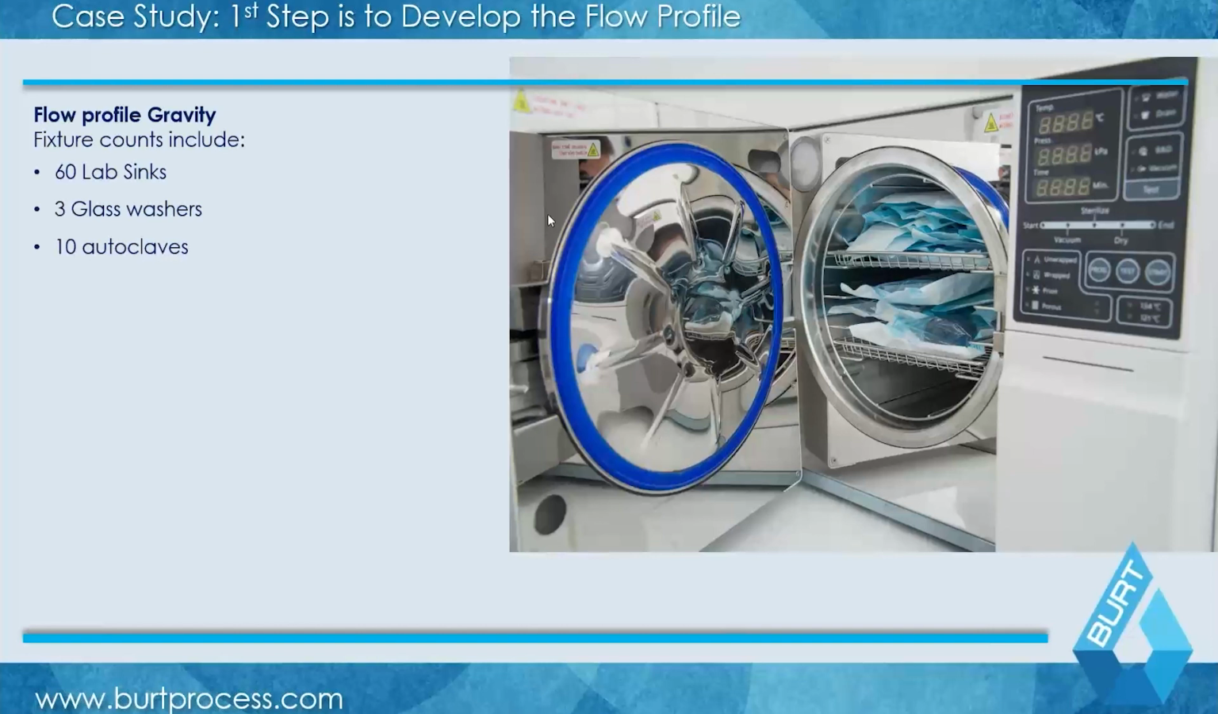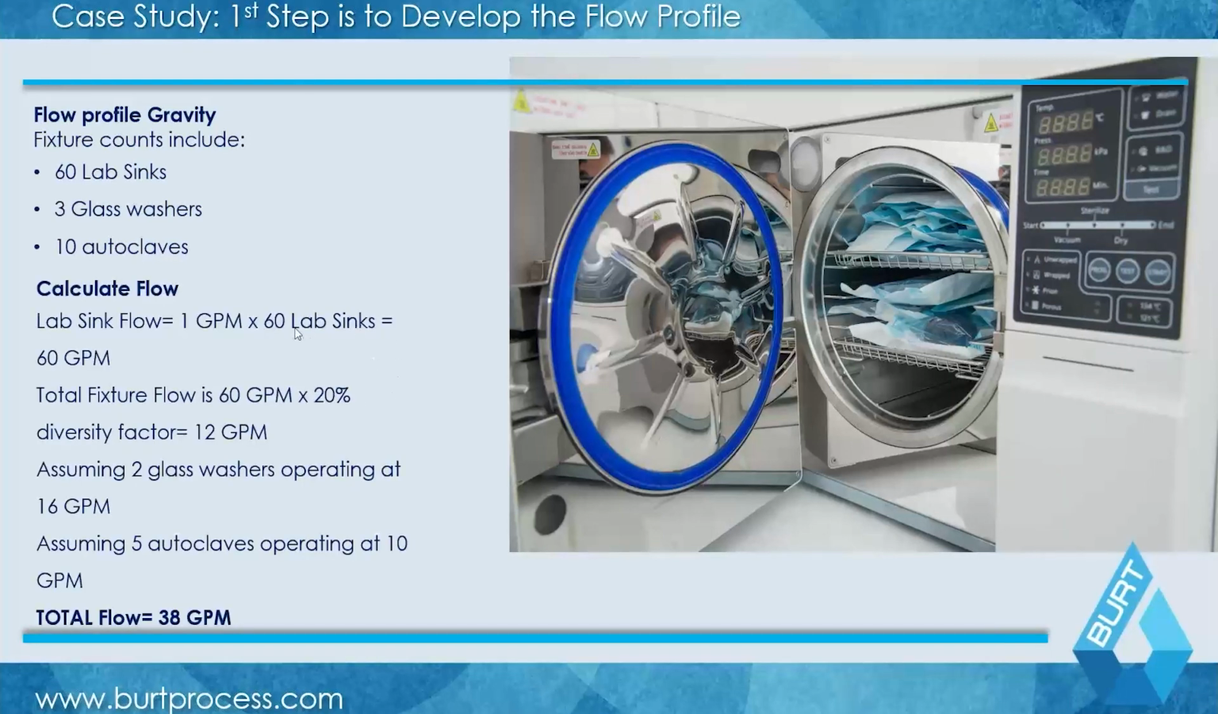Then if I go through the gravity flow profile, this is where I start to apply my diversity factors. 60 lab sinks, 60 GPM, but really you're probably only going to see about 12 GPM. If your lift station is going to fill up and then pump down at that higher flow rate, you always want it to do that. You want it to be effectively empty. In this case, you want to size it to be more accurate to what you're going to see 99.9% of the time as far as an actual flow rate.